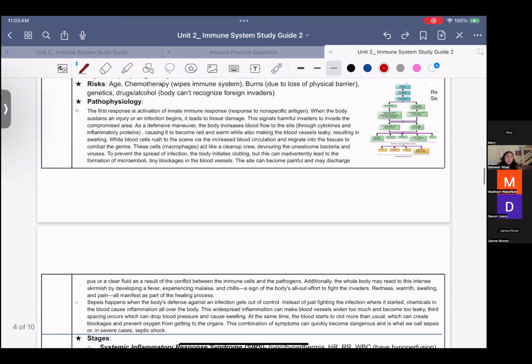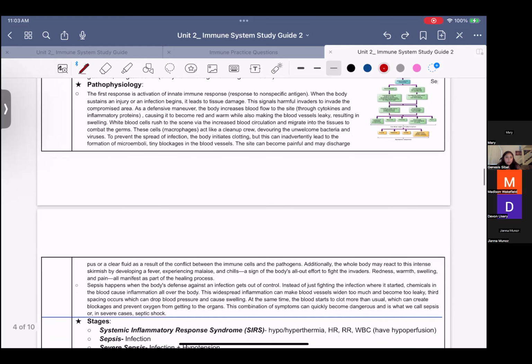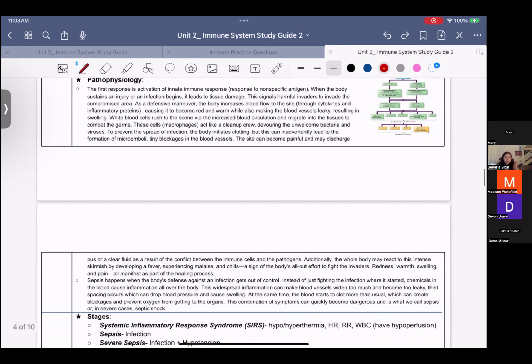So with pathophysiology, okay, this is what we were talking about earlier with the fluid shifting. I love talking about this specifically because I feel like this is the only thing that I don't know.